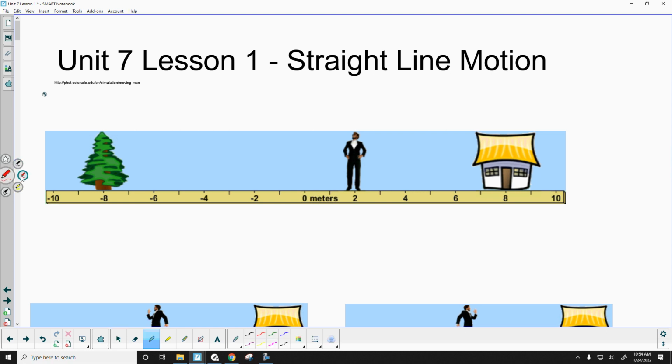Most students are very intimidated by this unit because it's all physics. And it's really a specific part of physics, kinematics or motion.